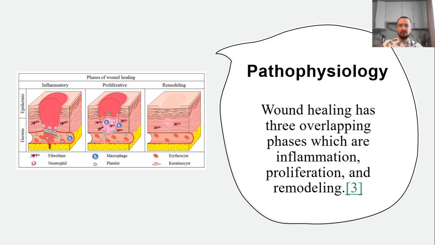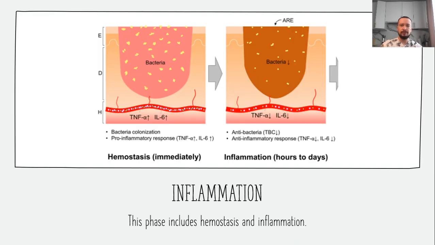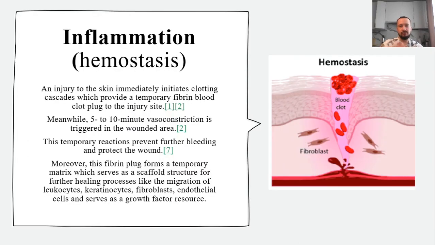Pathophysiology. Wound healing has three overlapping phases, which are inflammation, proliferation, and remodeling. Inflammation. This phase includes hemostasis and inflammation, as I told you before. An injury to the skin immediately initiates clotting cascades, which provide a temporary fibrin blood clot plug at the injury site. Meanwhile, a 5 to 10 minute vasoconstriction is triggered in the wounded area. These temporary reactions prevent further bleeding and protect the wound.